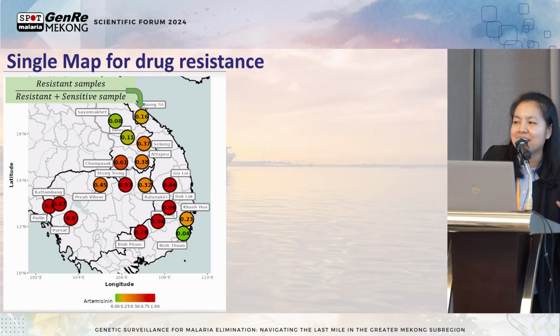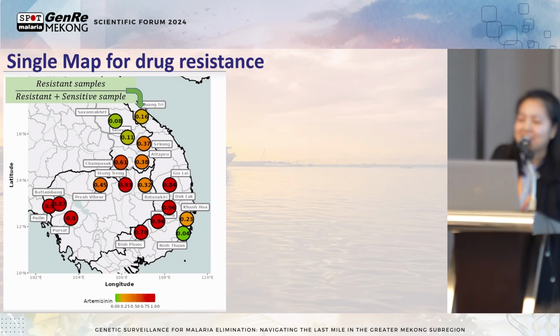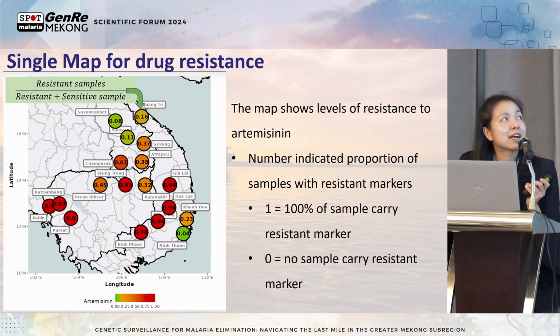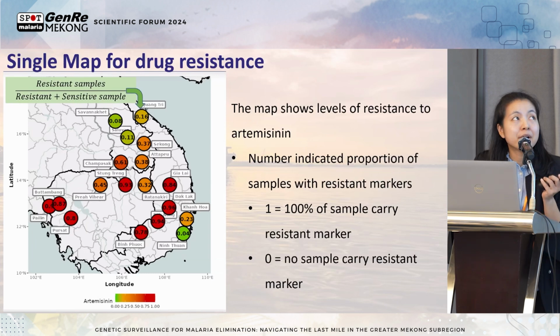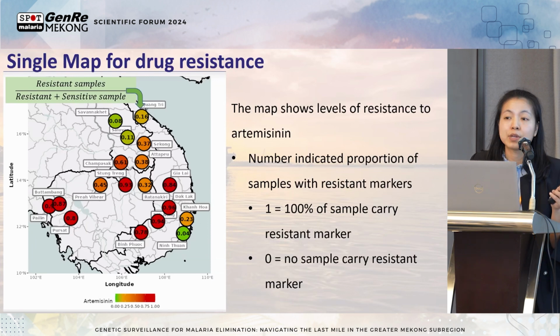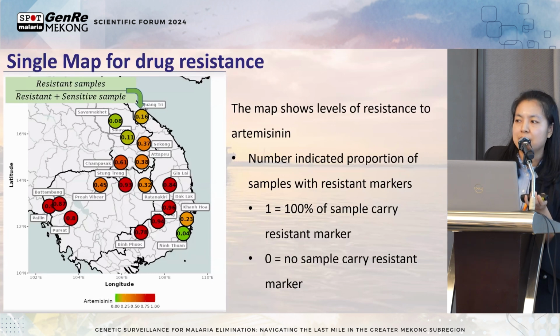So just quickly explain to you what this map means. You can see that this map shows the level of resistance of artemisinin. The number inside each marker indicates the proportion of samples with resistant markers, ranging between 0 to 1. 1 means 100% of the samples carry resistant markers, while 0 means no sample carries any resistant markers.